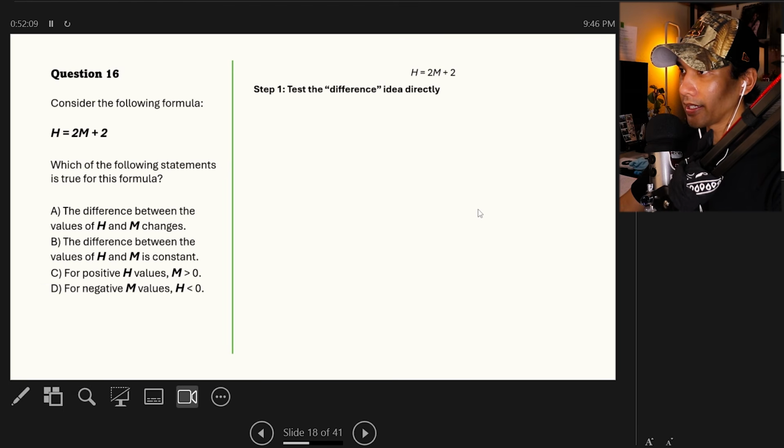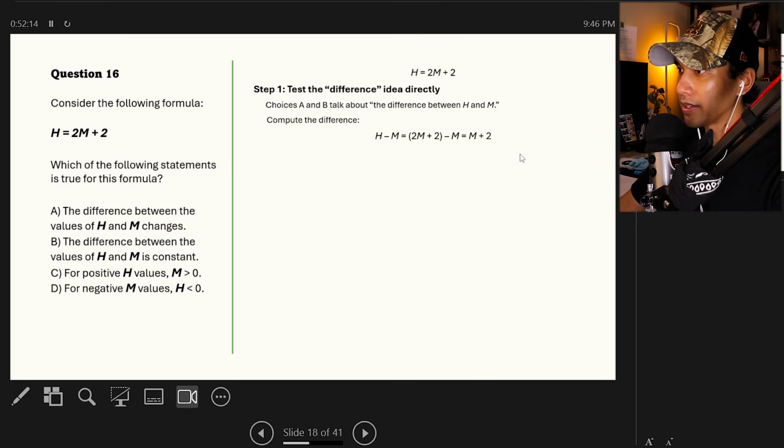Test the difference idea directly. Choices A and B talk about the difference between h and m, and we did this. So all I did was h minus m, and I replaced the h with 2m plus 2 minus m equals m plus 2. Since m can change, m plus 2 changes, okay? A is true and B is false.